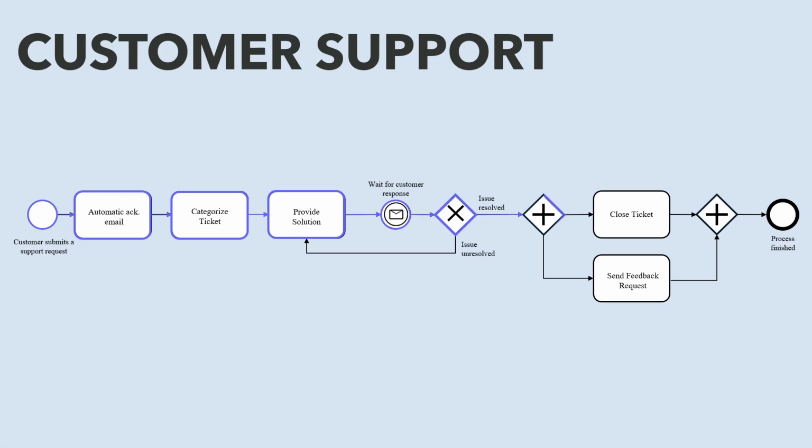If the issue is resolved, we move forward. If not, we'll loop back to the provide solution activity and try again. Once the issue is resolved, we enter an AND gateway. Here, both the two outgoing paths are taken. As the two activities indicate, the ticket is closed and the feedback request is sent. Finally, when both of these tasks are completed, we reach the end event, signaling that the business process is finished.